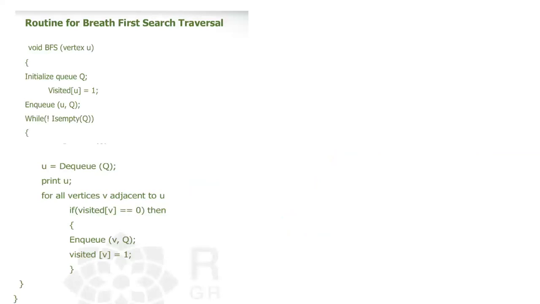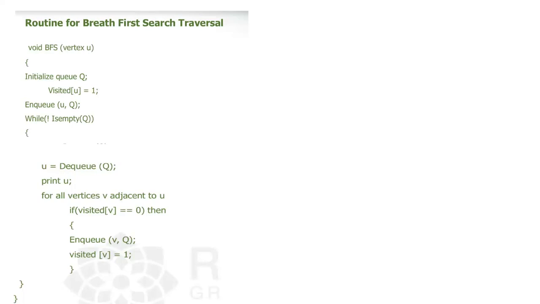The BFS program starts with initializing a queue, and we are going to visit a vertex. Let U be the vertex and we are going to visit it, so it is initialized as 1. Now, we are going to enqueue the vertex and insert those vertices into the queue. While the queue is not empty, what is going to happen?